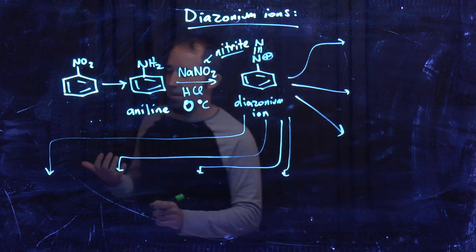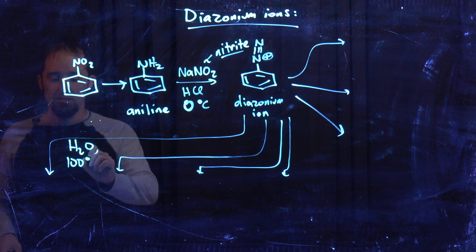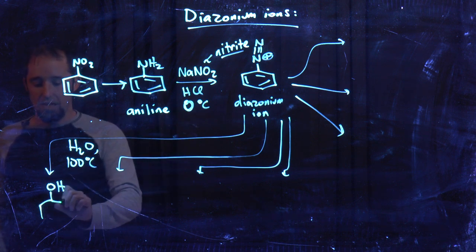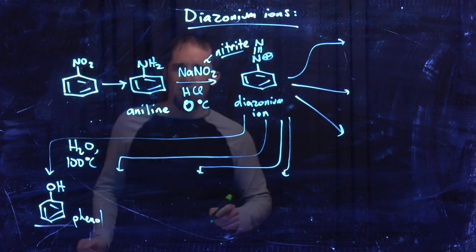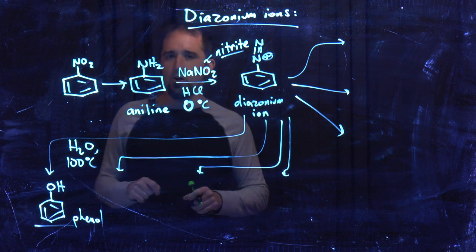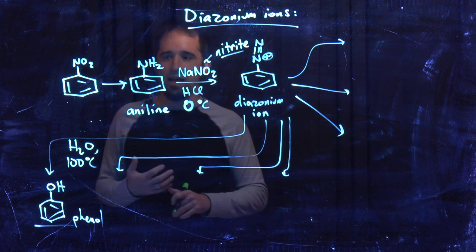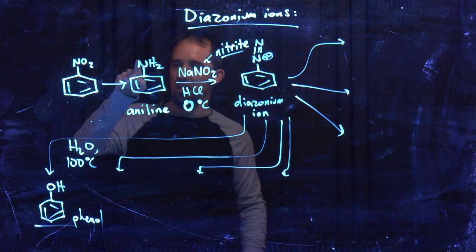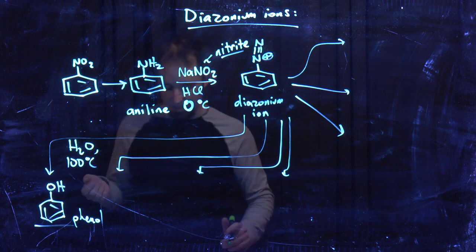So if I take this and just keep it in water and boil it, eventually I'm going to replace that N2 with an OH. I'm going to get a phenol. That's the only way I know of to actually put an OH on a ring like that, right? So that's a pretty useful thing to have. So again, in essentially one operation, I converted an NH2 into an OH, right? That's pretty useful. What else can I do?